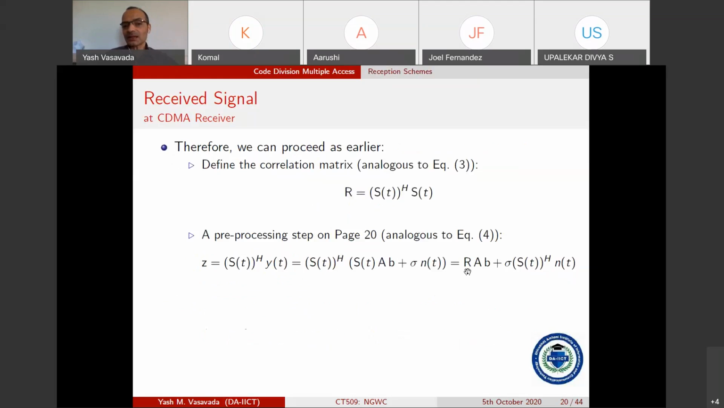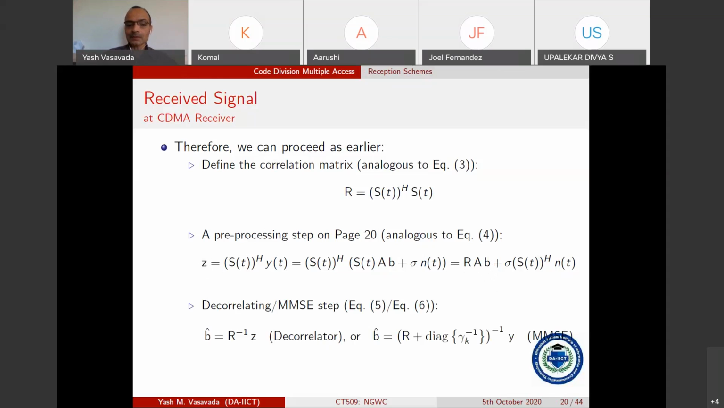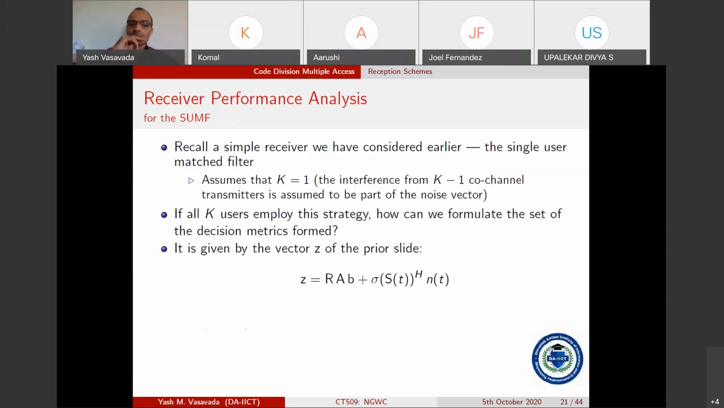The presence of matrix R says that this vector Z, which is the single user match filter output, will have contribution not only from the user of interest, but this R is going to cross couple the symbols of the other users also in an element of vector Z. So the answer to this question is that the single user match filter output is nothing but this vector Z.